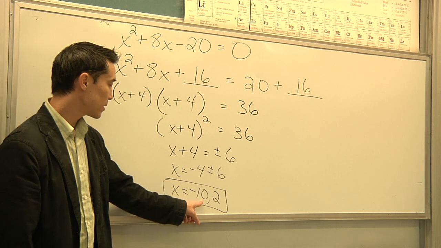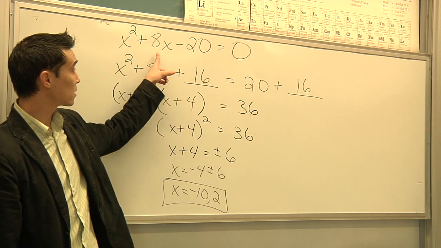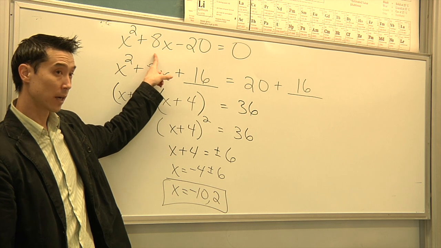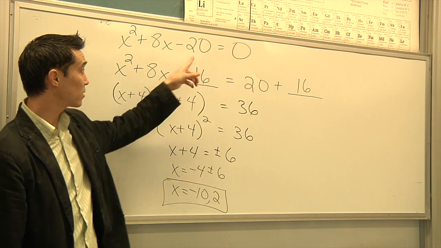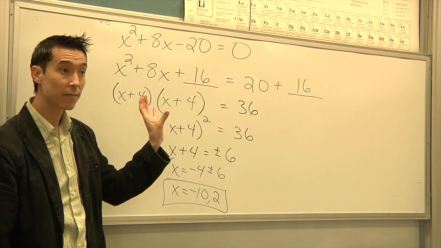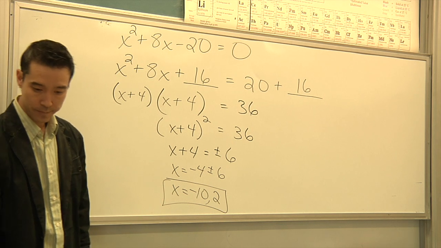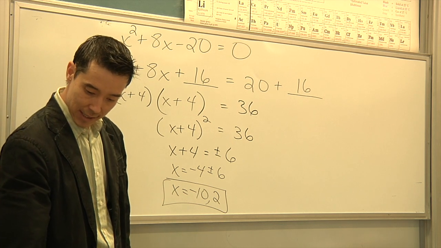Now you can tell by these answers, negative 10 and 2, that this original problem could have been factored, right? So you could have factored this one actually. But if I change this 20 to a 21 or something where it's not factorable, then completing the square will handle that, whereas factoring won't.